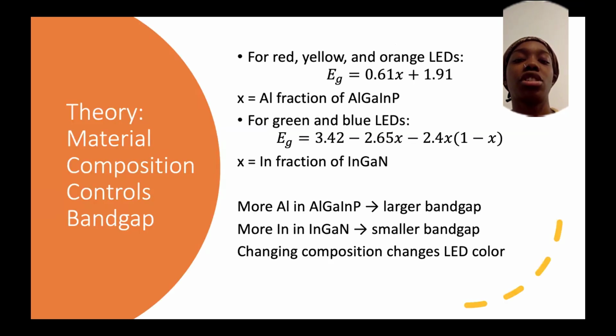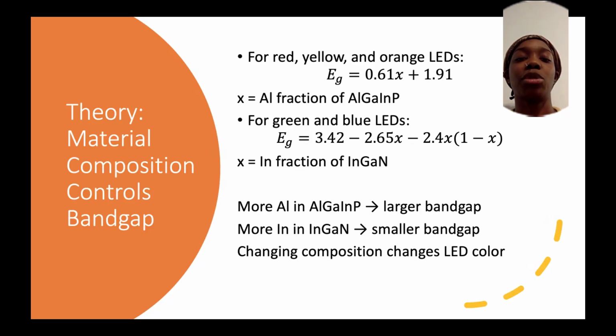The material composition also controls the band gap, which is why different LEDs can emit different colors. So for yellow, red, and orange LEDs, the material system is aluminum, gallium, indium, and phosphorus, or AlGaInP. In the equation, the X value represents the aluminum fraction. Increasing the aluminum fraction increases the band gap, which shifts the emitted light toward the shorter wavelength and the higher energy. So within that group, yellow should have a higher aluminum fraction than orange and red.